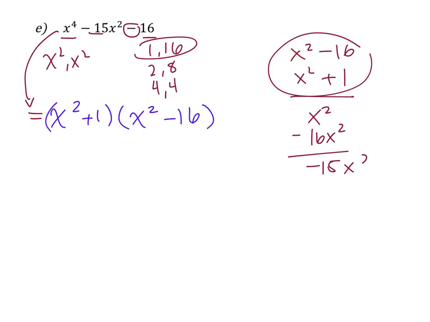X squared minus 16, are any of these perfect squares? X squared is a perfect square, 16 is a perfect square, so I'm actually going to factor this one more time. So we have a round of difference of squares, right? Factorization. So this is going to be x squared minus 4 squared, so it's going to be x plus 4 times x minus 4.